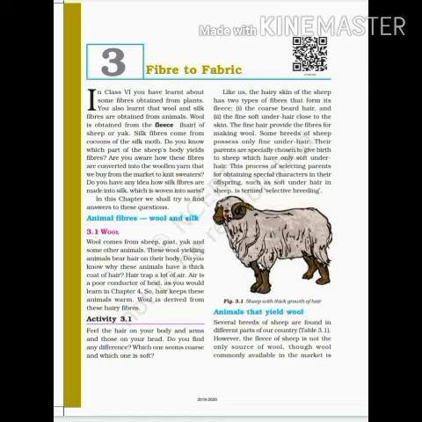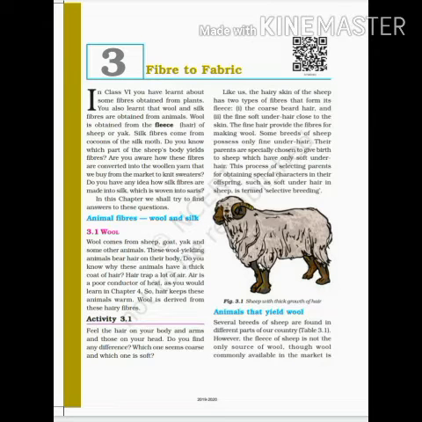Now, let's have a quick review of fibers. Natural fibers are threads obtained from plants and animals. Cotton, flax, and jute are the main examples of plant fibers, and wool and silk are examples of animal fibers. Now let's discuss fibers mainly.